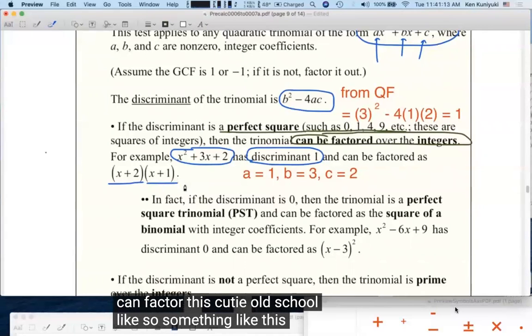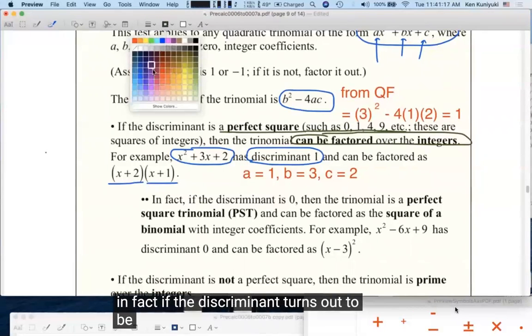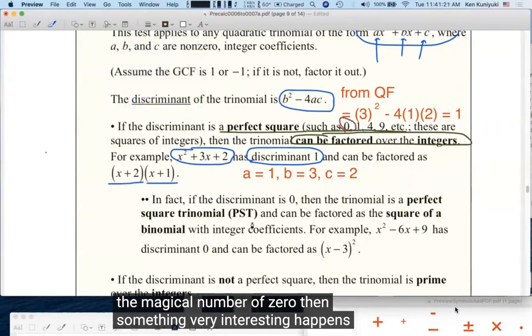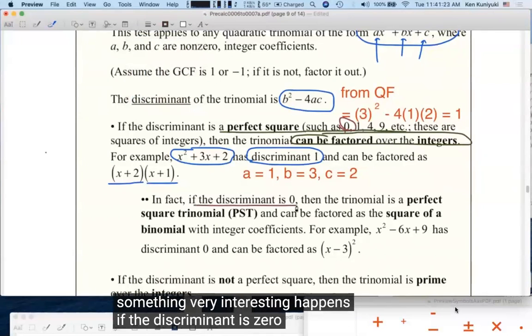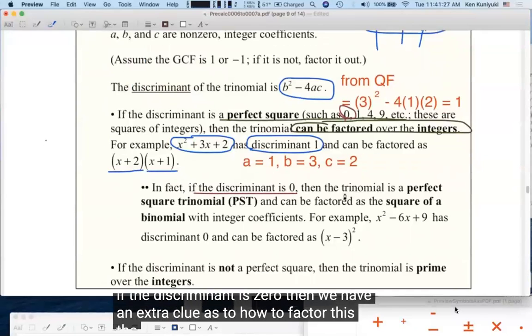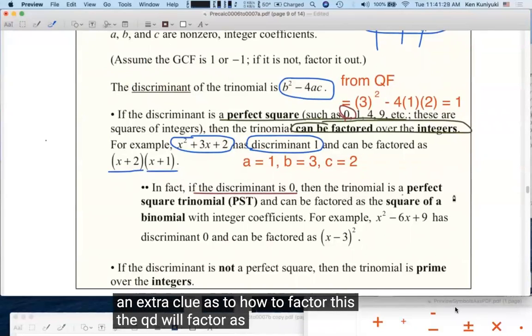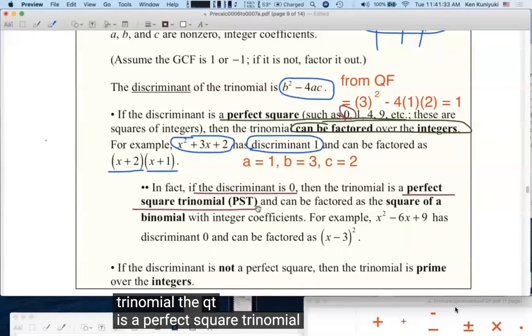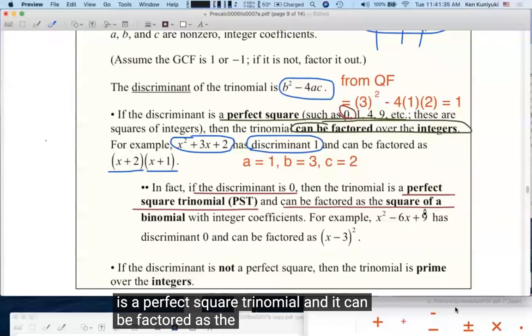In fact, if the discriminant turns out to be the magical number of 0, then something very interesting happens. If the discriminant is 0, then we have an extra clue as to how to factor this. The QT will factor as a perfect square trinomial. The QT is a perfect square trinomial, and it can be factored as the square of a binomial, meaning that the two factors here are going to be twins.